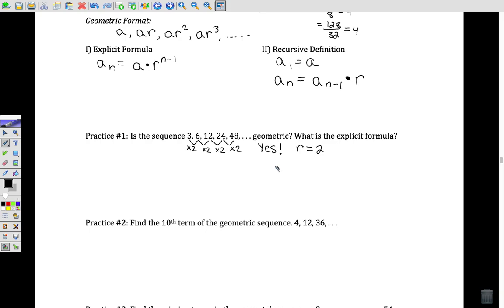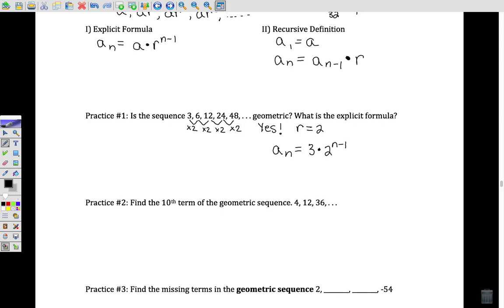So that means my explicit formula is A sub n equals my initial term, 3, times my common ratio, 2, raised to the n minus 1. All we did was take this general form of an explicit formula. We plugged in that A was 3, that's the first term, and R was 2. That was my common ratio. This form is then helpful to figure out, say, the 100th term or the 40th term.